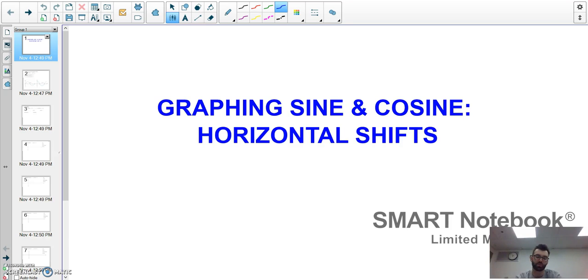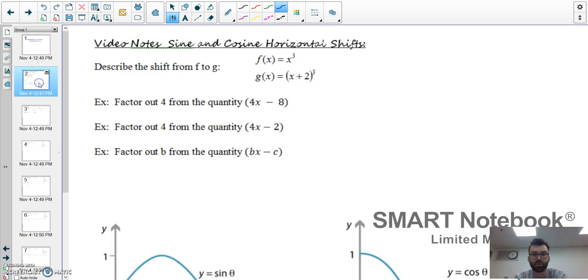All right, so today we are going to continue graphing sine and cosine, but we're going to talk about some horizontal shifts to the left and to the right. We've talked about transformations. What I want you to do, if f of x is x to the third and g of x is (x plus 2) all raised to the third power, is describe the shift from f to g. Take a second, write it down.